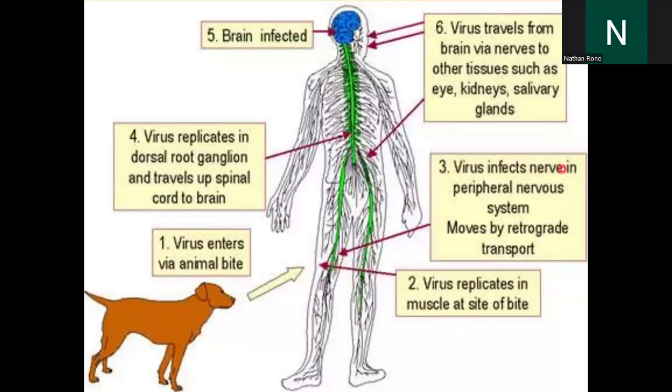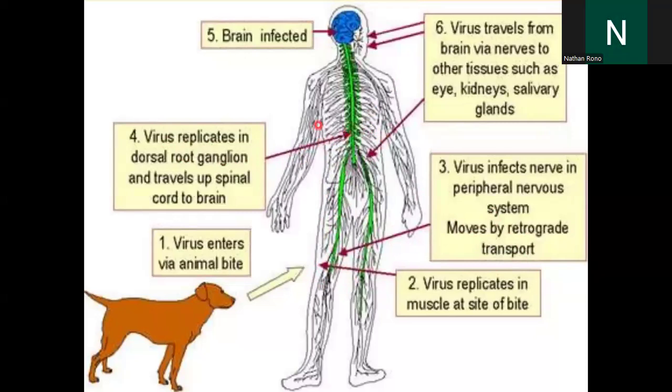The virus infects the nerves in the peripheral nervous system. Do you remember the nervous system? There's the peripheral nervous system, which are these nerves, and the central nervous system, which is the brain and the spinal cord. Anything that's not the brain and the spinal cord is the peripheral nervous system, and the virus moves by retrograde transport. The nerves send signals going down, but the virus goes vice versa, following the nerve going up. That's why we call it retrograde transport. Then the virus replicates in the dorsal root ganglion.